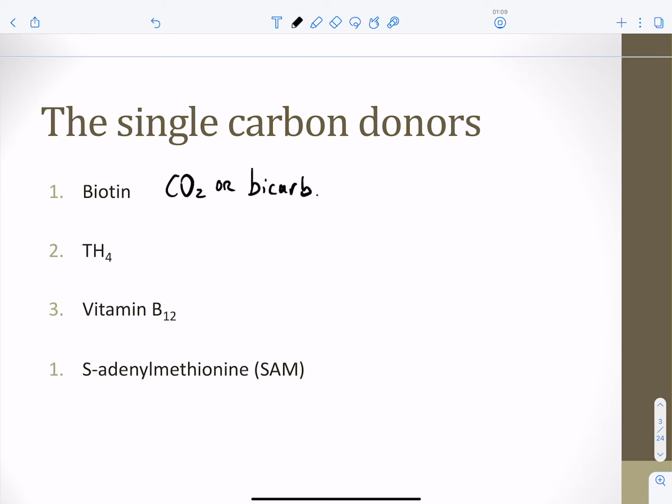Tetrahydrofolate comes from folic acid, and tetrahydrofolate has different species, and each of these species has a specific reaction that it participates in, and we're going to talk more about what those reactions are and why they're so important. We also have SAM and vitamin B12. Vitamin B12 has a very important role in formation of SAM, and SAM is, of course, going to be essential for many biologic processes that require a donated carbon, and it's going to be the preferred donor for some reactions in the body.